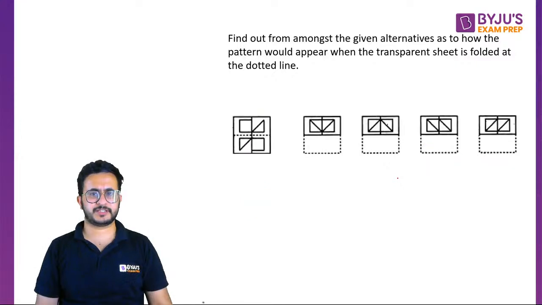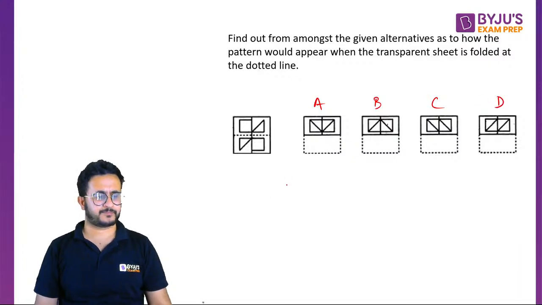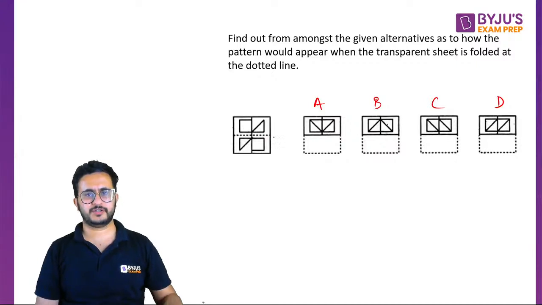Okay, so let's see the next problem. You can call these options A, B, C, D. Now this is an image and it is folded. Basically, you will get a water image of this. How will this image look when it is folded?